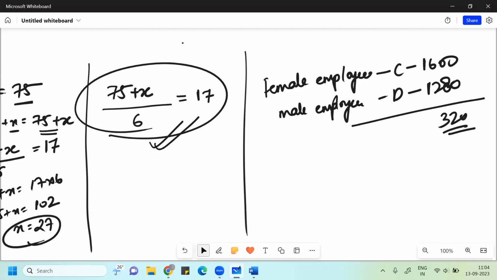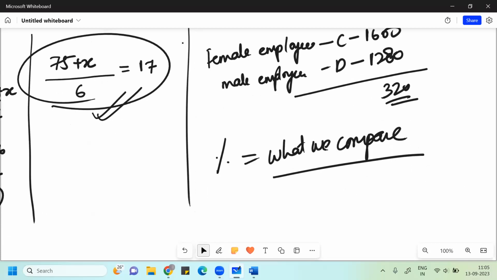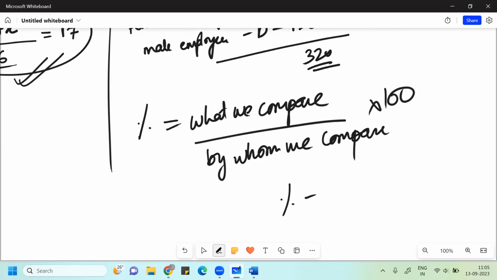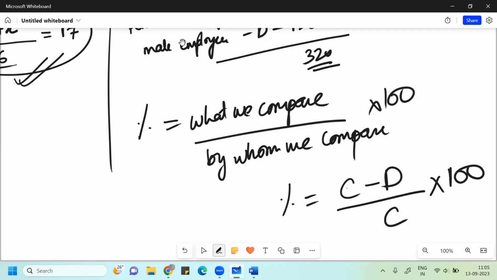Okay. So this is a question of percentage only, although this question looks like a DI question, but it's actually a question of percentage. When we work on percentage, what we do is, what we compare, divide by whom we compare, into 100. This is what we do in percentage. So what we are comparing: the male employee in company D is how much percentage less than the female employee in company C.